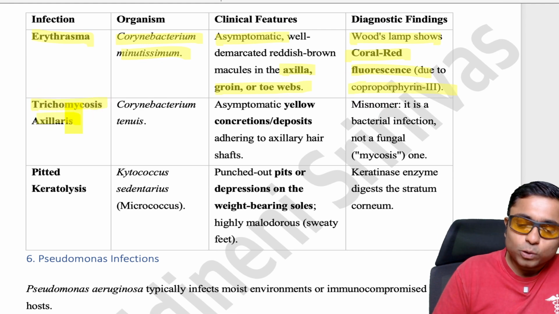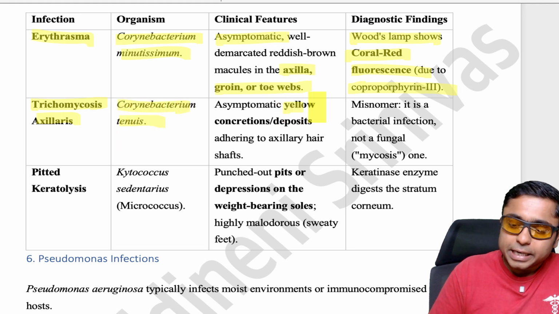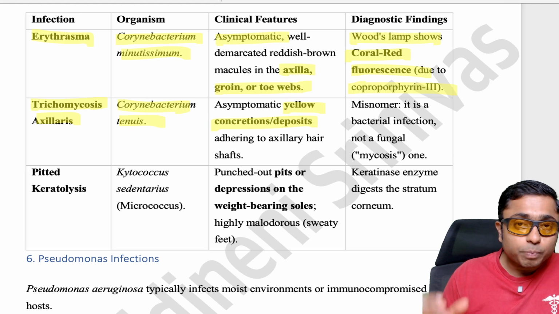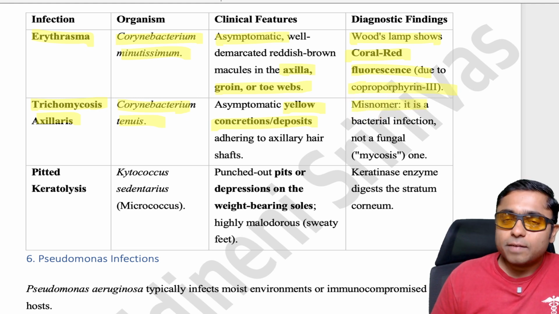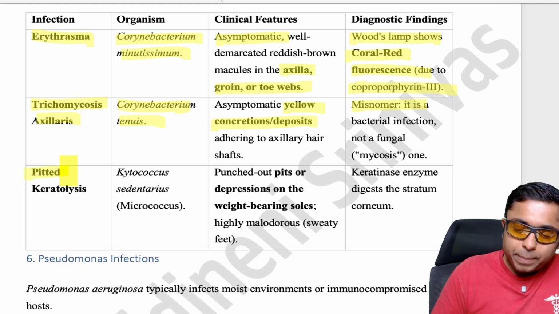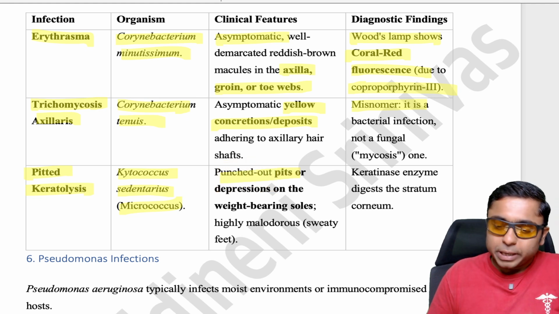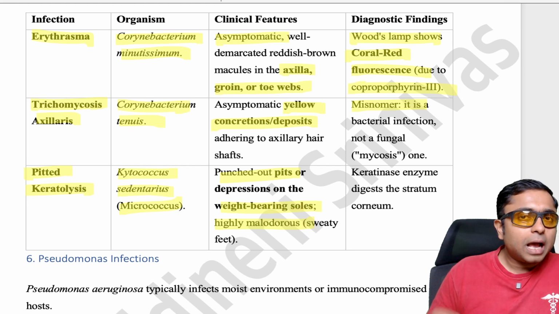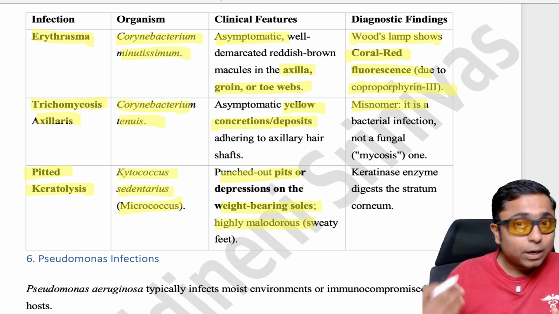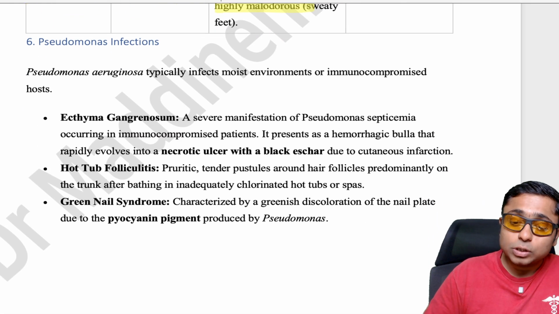Coming to trichomycosis axillaris, the organism is Corynebacterium tenuis, presenting as asymptomatic yellow concretions or deposits over the axillary hair. And it's a misnomer, it is a bacterial infection, so very important to remember. Pitted keratolysis is due to Kytococcus sedentarius or Micrococcus sedentarius, presenting as punched out pits or depressions on the weight bearing soles, and also the palms are possible, and associated increased sweating can also be there. The enzyme keratinase is going to digest the stratum corneum, producing the pits.